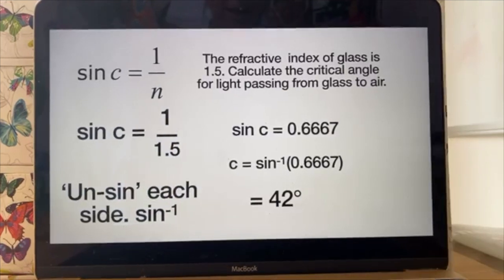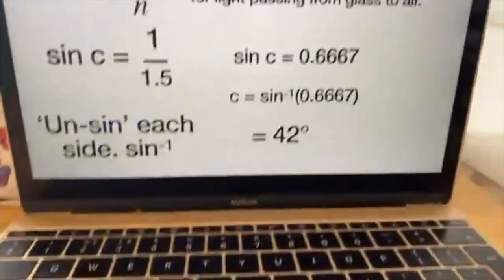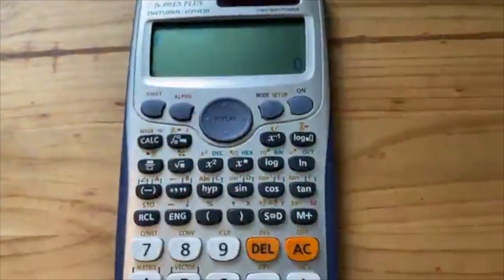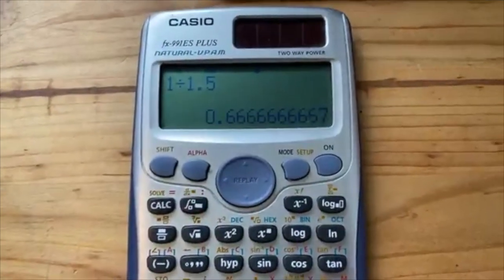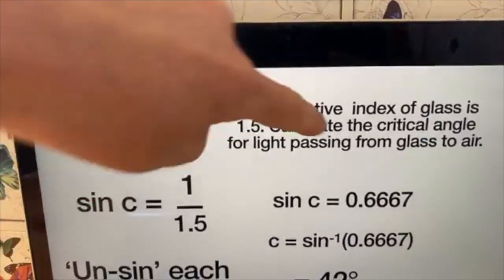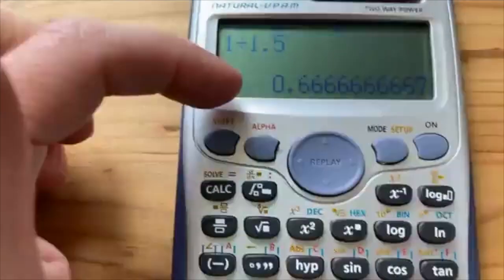Okay, we're looking for sine C equals 1 divided by 1.5. So I just do 1 divided by 1.5 in my calculator first of all. That's the first thing that I do to get that answer. I've got sine C first of all, so I've just done 1 divided by the refractive index of glass, 1 divided by 1.5, to get this answer.